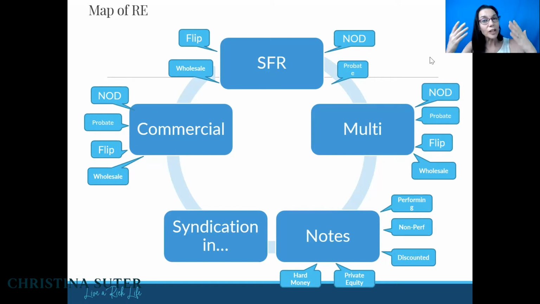Basically, when you're learning about real estate, there's two things that you want to understand when somebody's talking to you about what they're doing. What is the asset and what is the process they're using? It will help clarify for you what is the map of real estate.